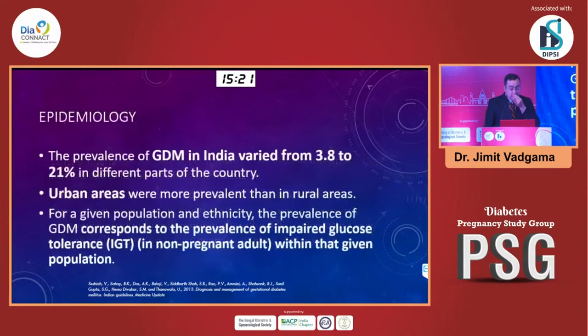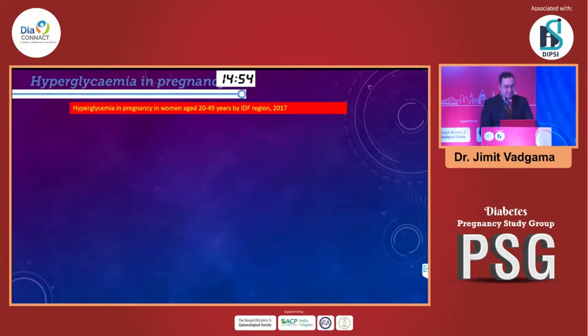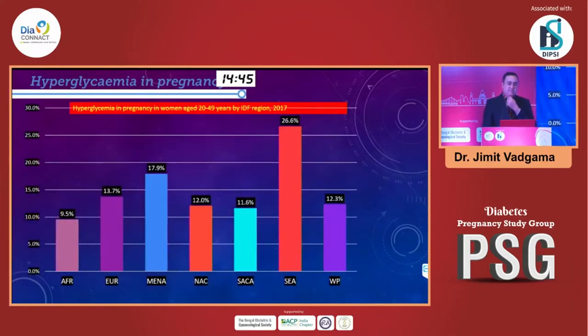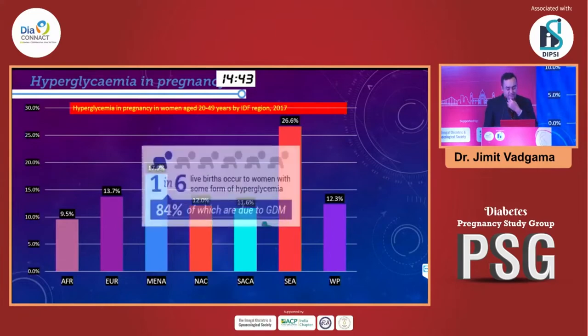The prevalence is increasing. GDM in India varies from 3.8 to 21% in different studies across parts of the country. Urban areas definitely have more patients than rural areas, and given the population and ethnicity, the GDM rates in a community correspond to the IGT rates in that community. If you see the IDF data by region, in 2017 the highest number of hyperglycemic pregnancies was seen in the Southeast Asian region. So Indians are again more at risk.